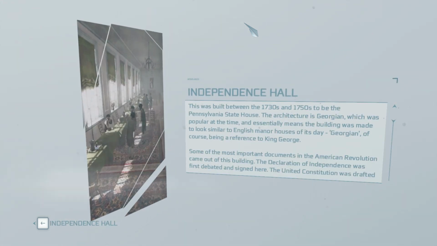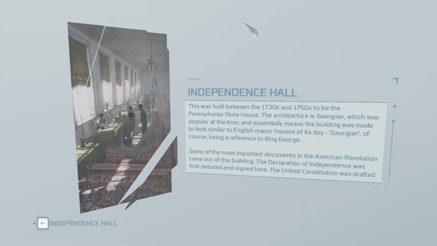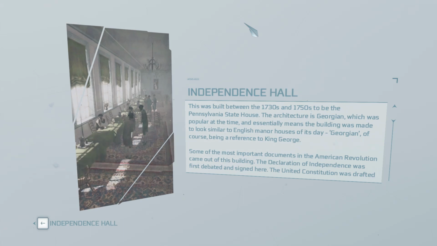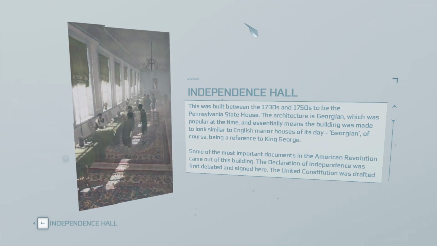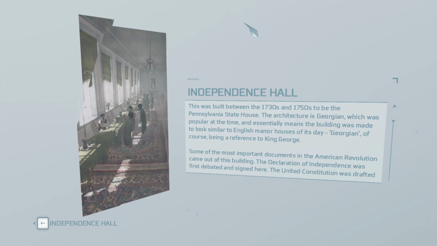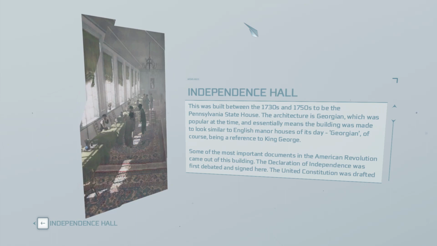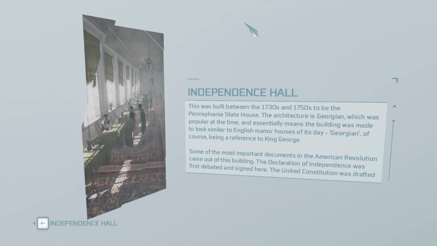Next up, we can read about Independence Hall. This was built between the 1730s and 50s to be the Pennsylvania State House. The architecture was Georgian, which was popular at the time, and essentially means the building was made to look similar to English manor houses of its day. Georgian, of course, being a reference to King George.